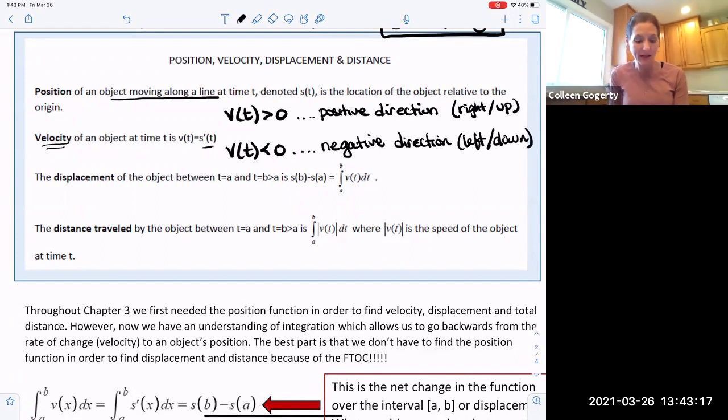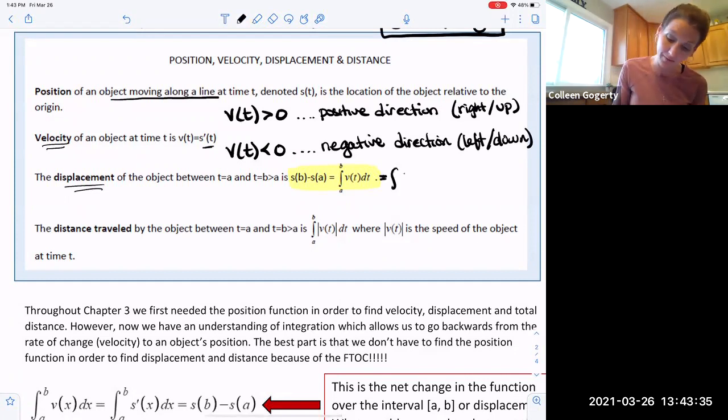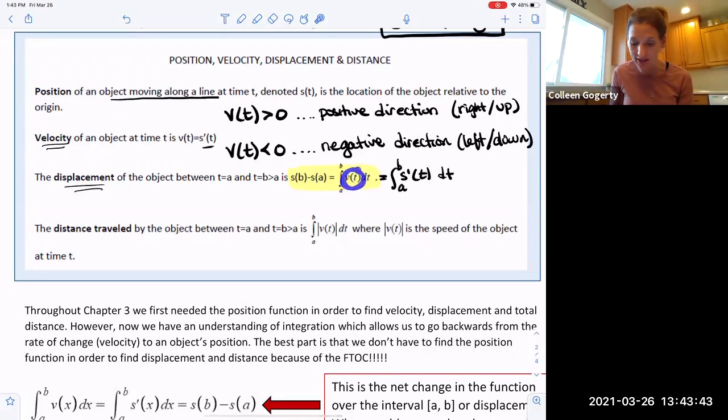Now displacement, look at what they have written out here. Did we just see this? We know that velocity is closely related to position. How closely? Velocity is the derivative of position. So we have a rate of change, a derivative, sitting here. That means the integral and the derivative are going to cancel and get us back to the fundamental theorem of calculus. More on this in a moment.